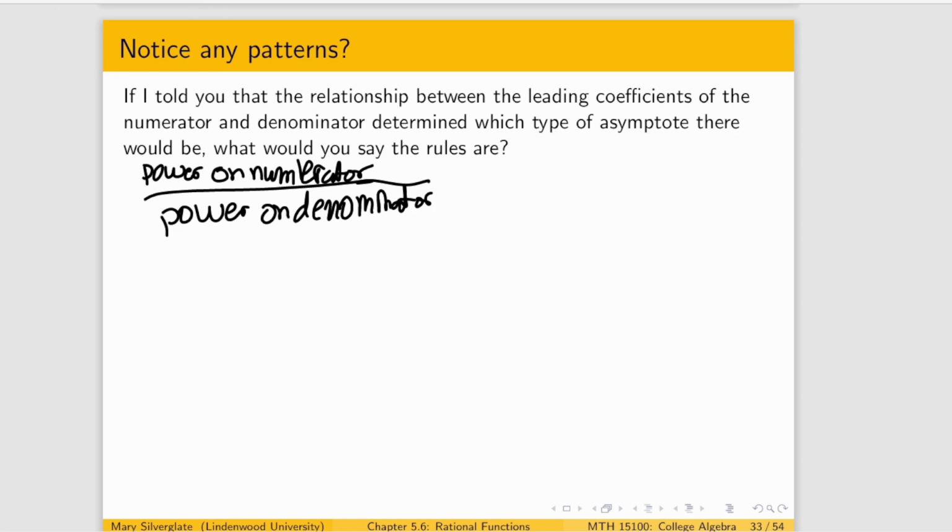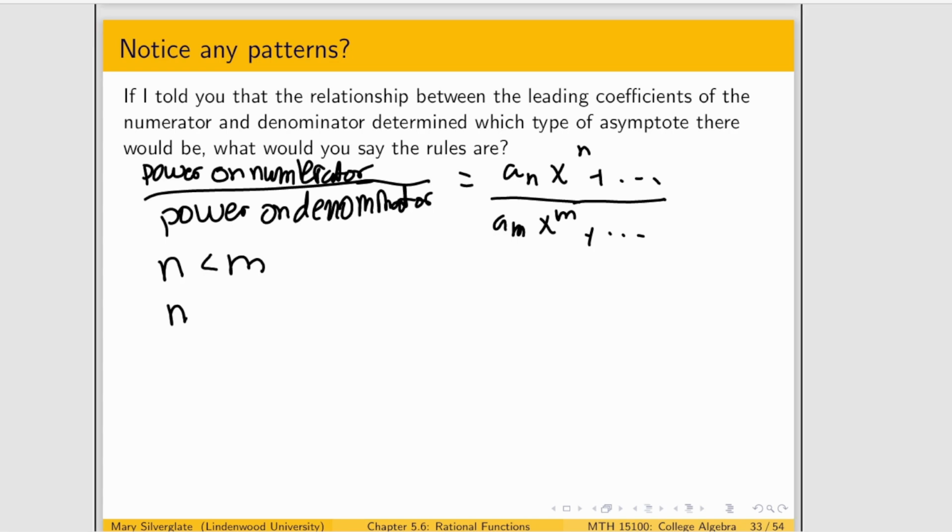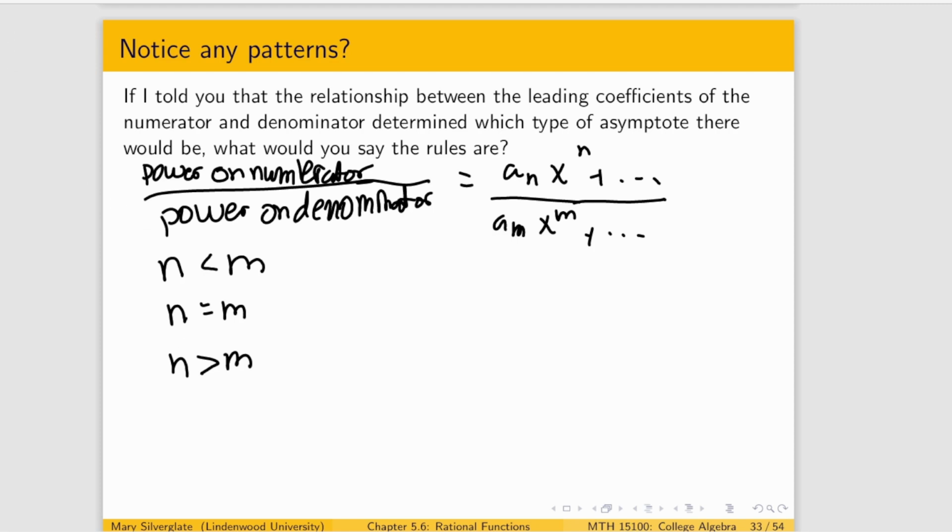In particular, let's say the numerator was some coefficient with an x to the n power, and the denominator was some coefficient with an x to the m power, maybe plus some other stuff, but really paying attention to that leading term. If n is less than m, something in particular happens. If n is equal to m, something in particular happens. And if n is greater than m, something in particular happens. Also, I should probably throw in some examples here.